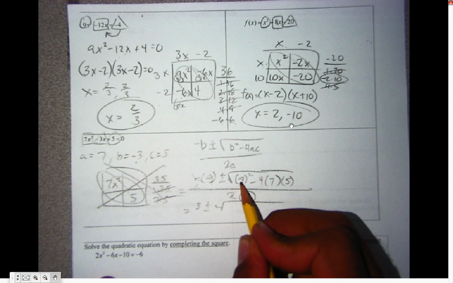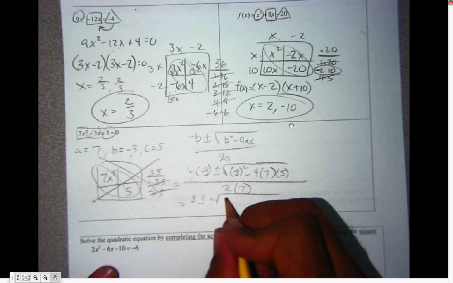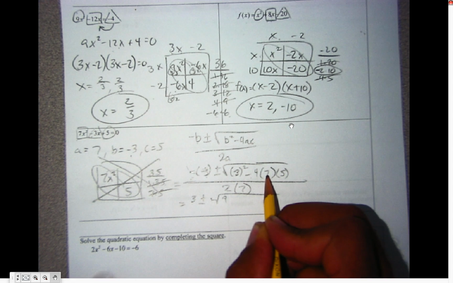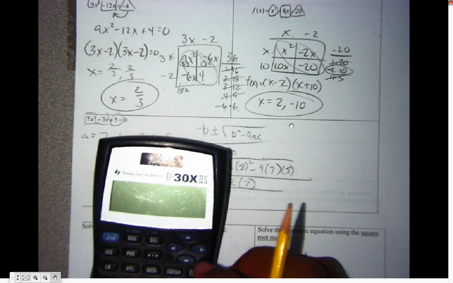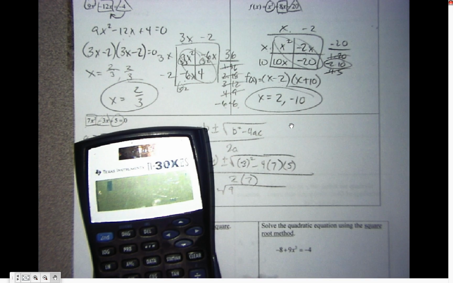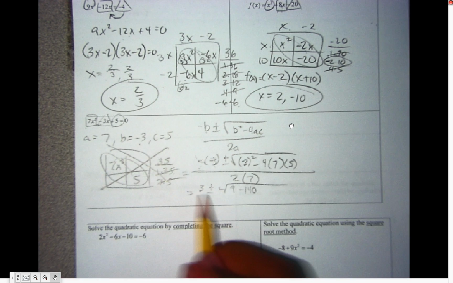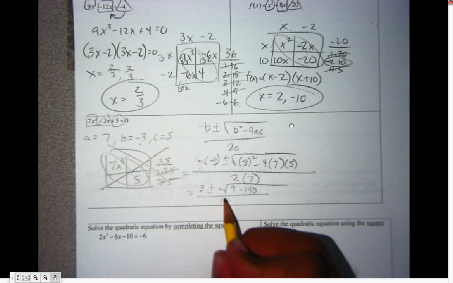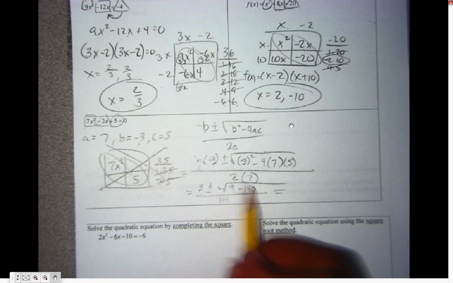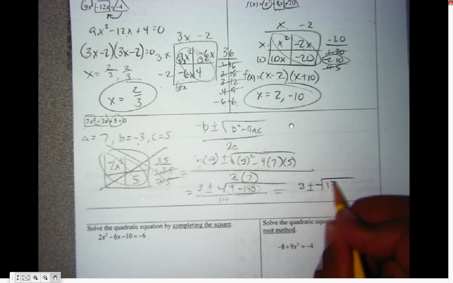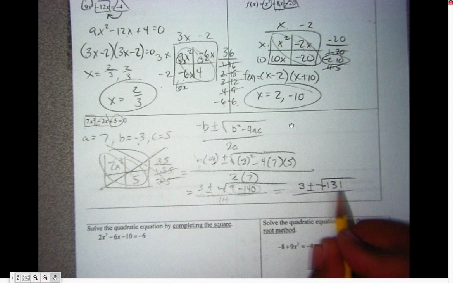Okay, then negative 3 squared, that's negative 3 times negative 3, which is 9. Okay, so now minus 4 times 7, that's 28. I probably need my calculator for this one. It's a bigger number. Okay, so minus 4 times 7 times 5, minus 140. Okay, then over 2 times 7, which is 14. Okay, so now I'm going to subtract those two. 9 minus 140, well, that's going to be negative 131 over 14.